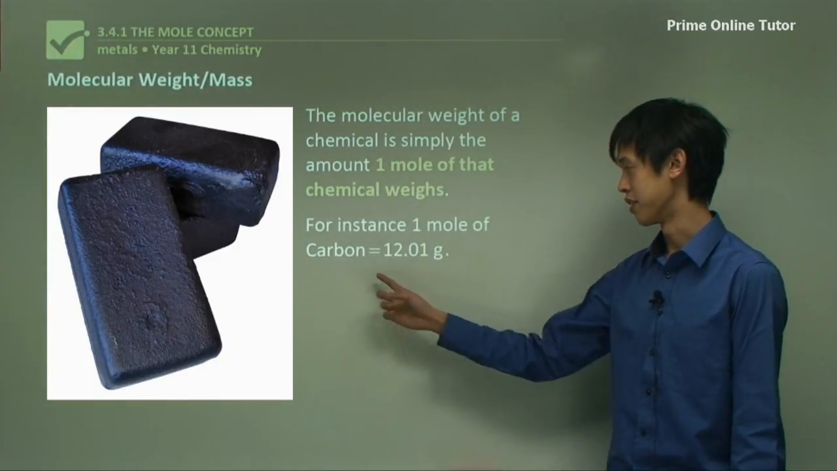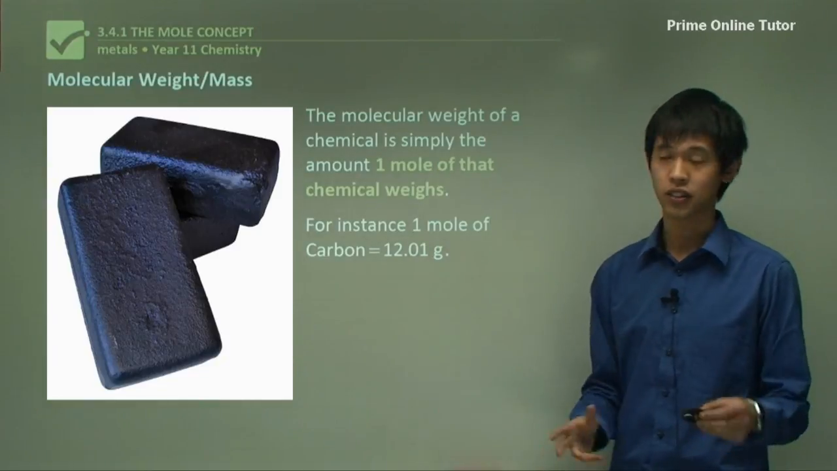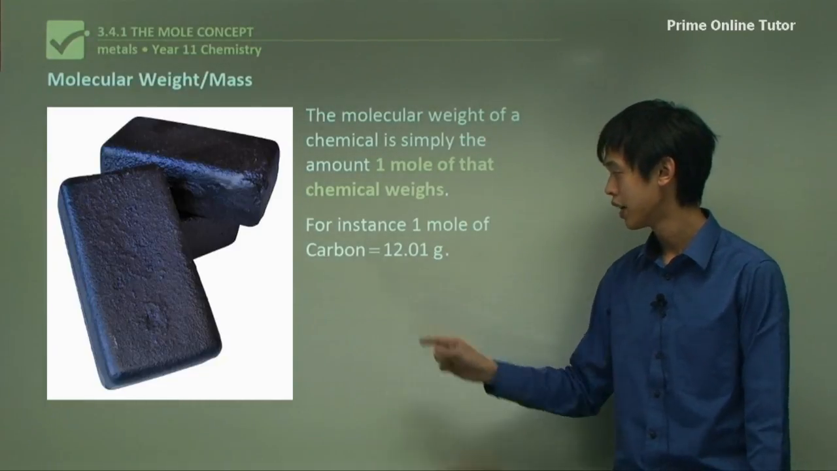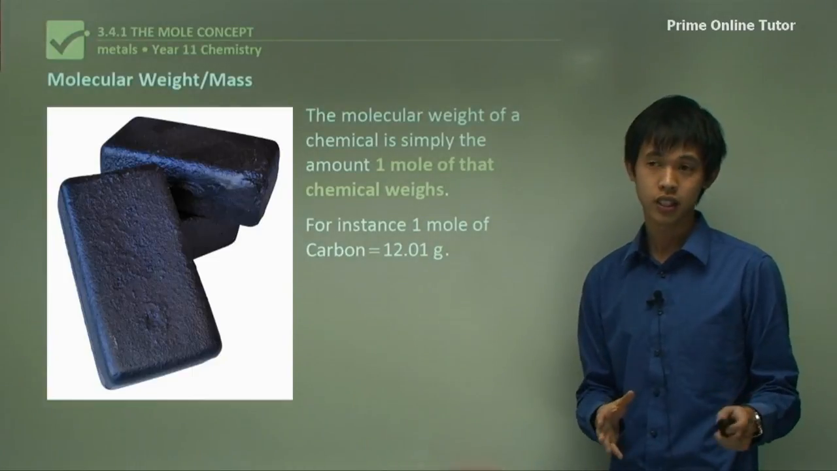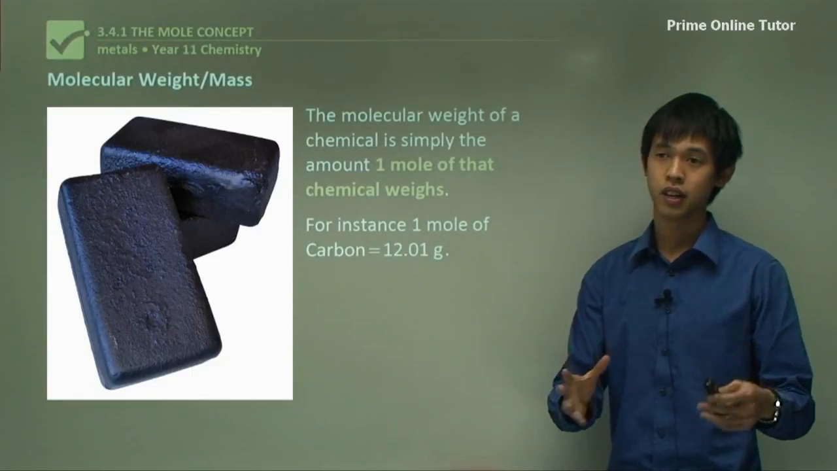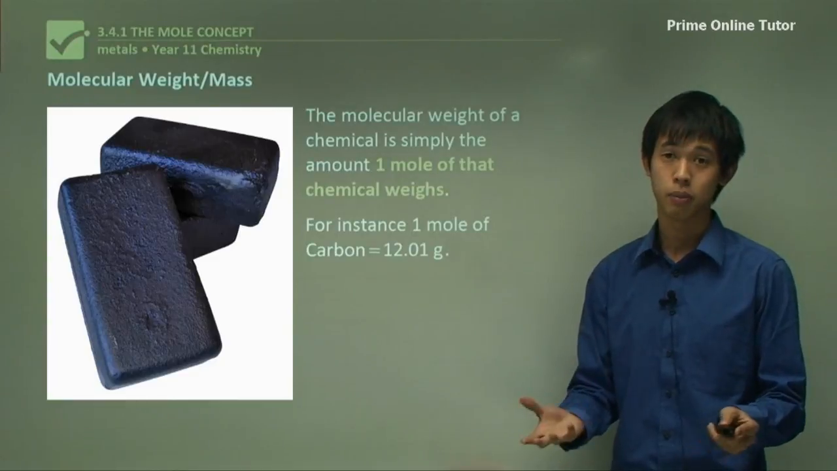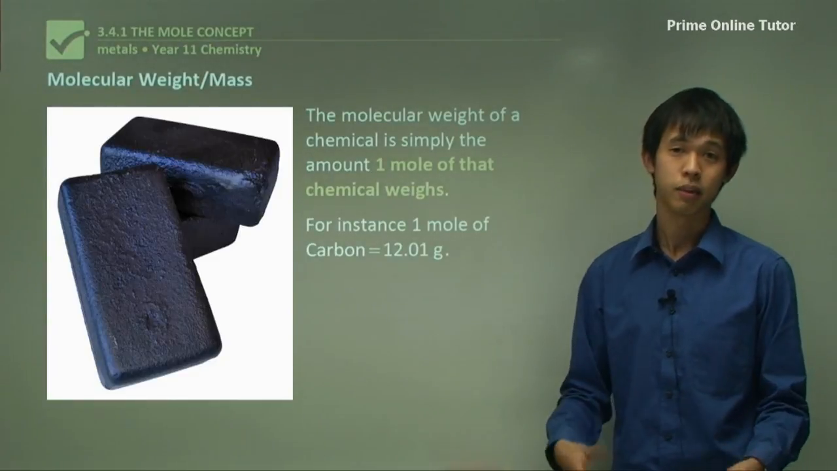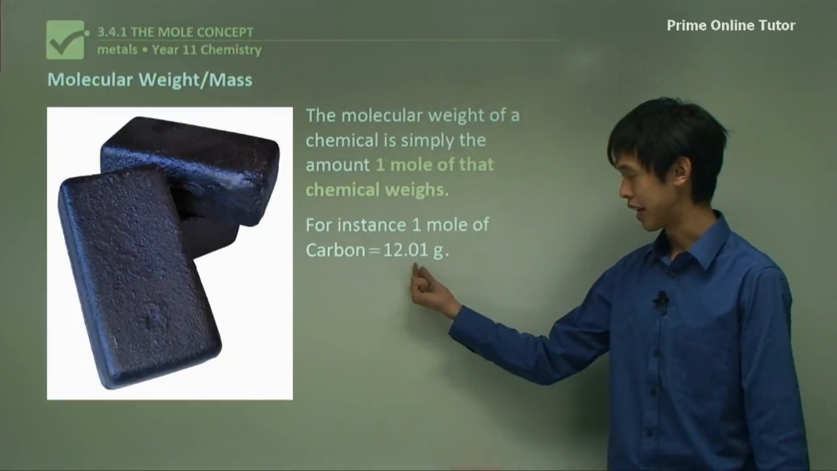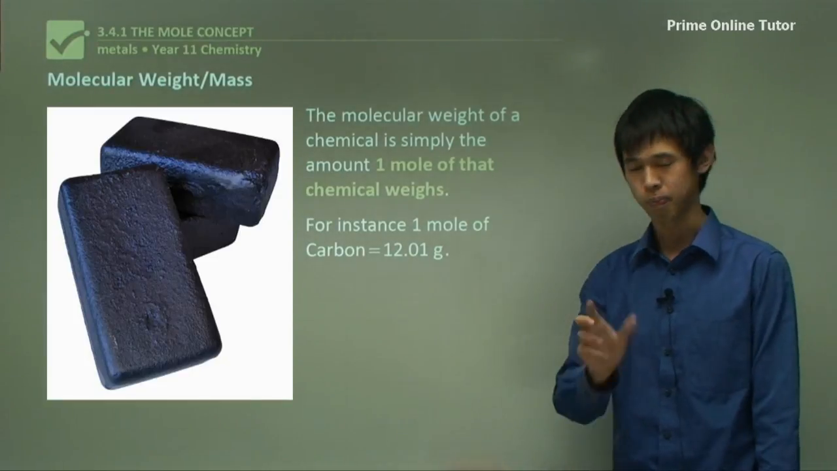So again, for instance, 1 mole of just plain carbon, any sort of carbon, is 12.01. And the reason why it's 0.01 is because it's not all carbon 12 in a set of carbon. You'll have some other particles that have carbon 13, so there'll be more neutrons. Carbon 14, there'll be even more neutrons. So that throws out our measurement by a little bit.